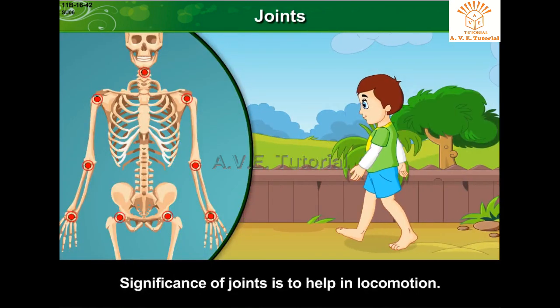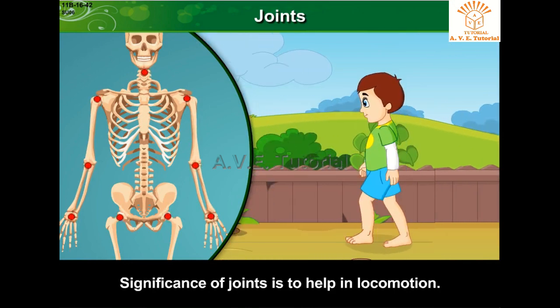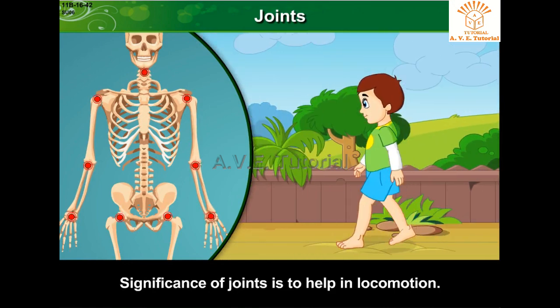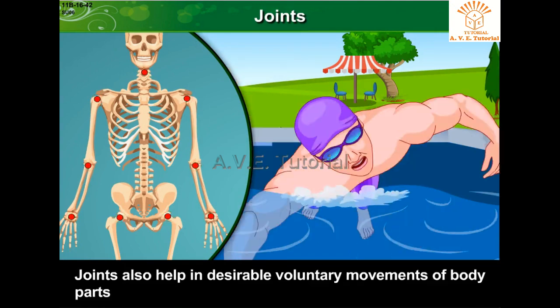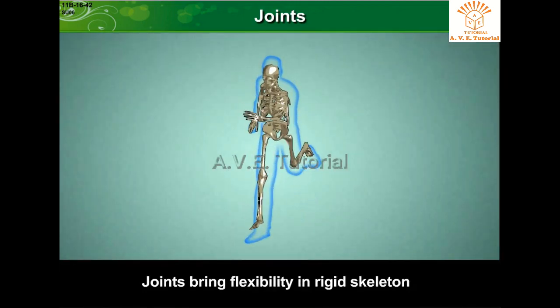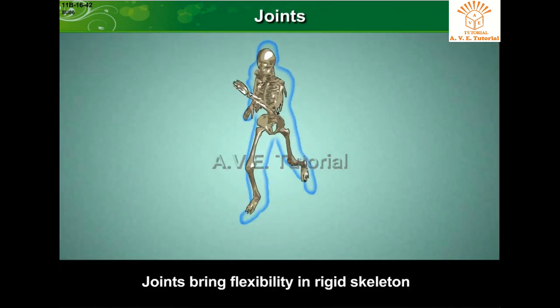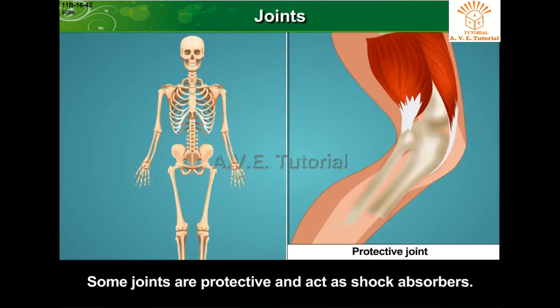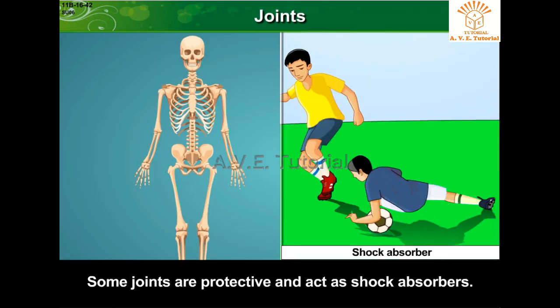The significance of joints is to help in locomotion. Joints also help in desirable voluntary movements of body parts. Joints bring flexibility in the rigid skeleton. Some joints are protective and act as shock absorbers.